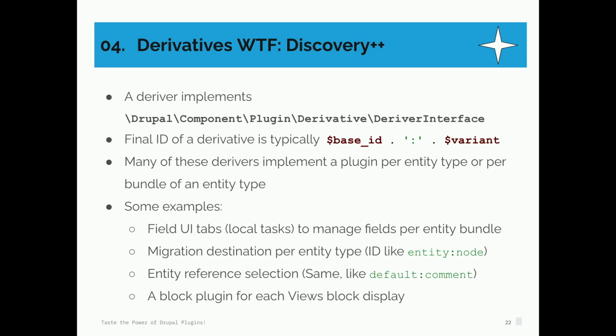Another common example is migration destinations. If you use the migration system, it automatically has a destination migration for every entity type. Well, those are derivatives, right? It really just has one class that knows how to save an entity, and maybe there's some slight variation per entity type, so it automatically generates these derivatives. Same with entity reference selection plugins. Default comment is essentially a default plugin, but it's made available for the comment entity type.